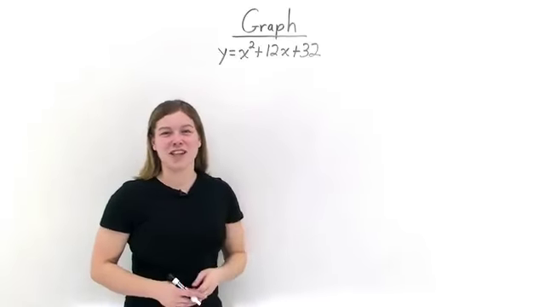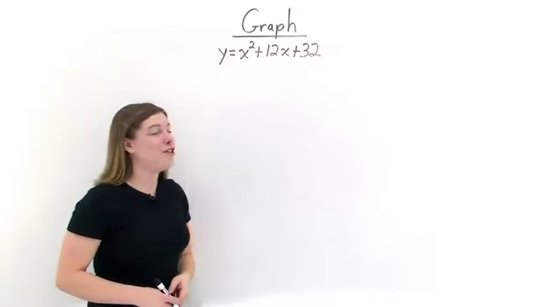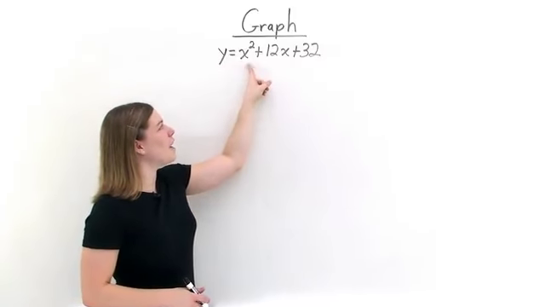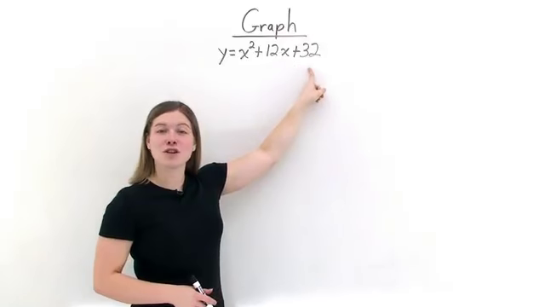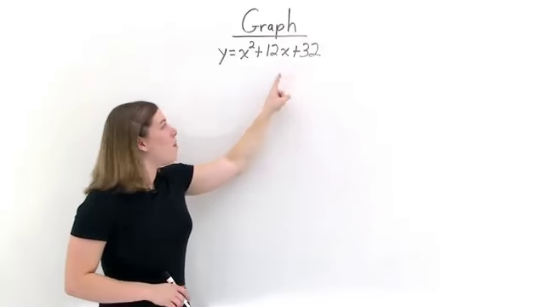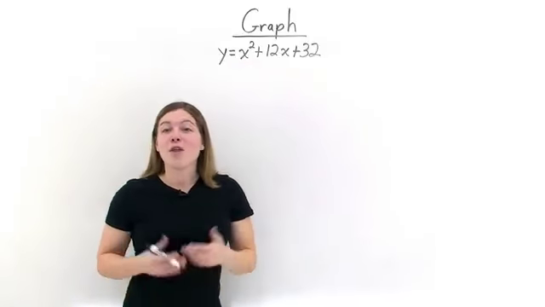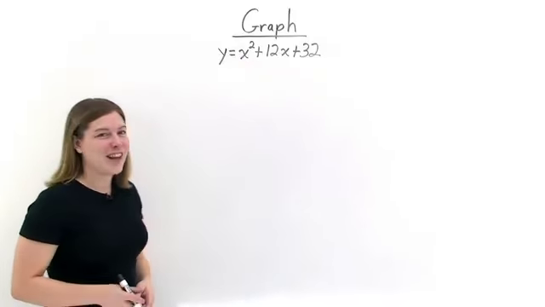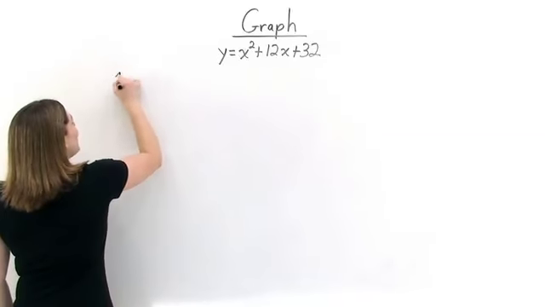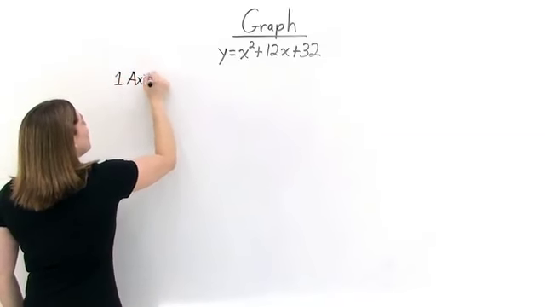Let's graph this equation. If we look, we have the equation y equals x squared plus 12x plus 32. And the highest degree we have for x is 2. So that means that we're trying to graph a parabola. And if we're trying to graph a parabola, we need an axis of symmetry.